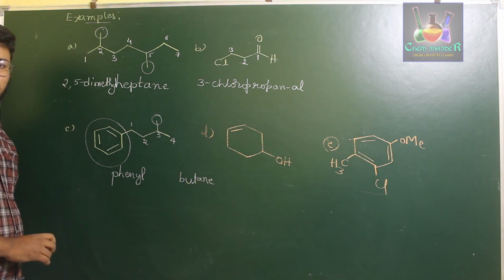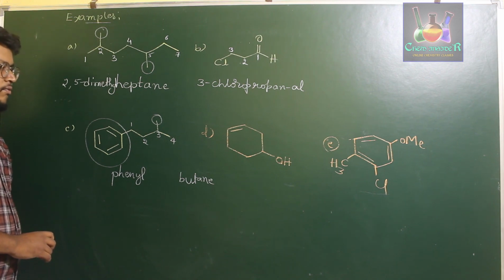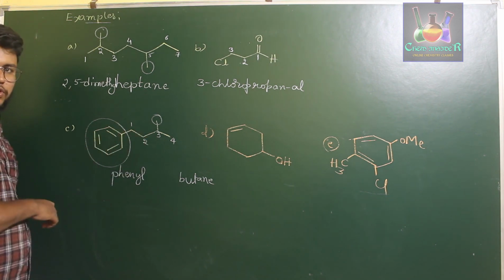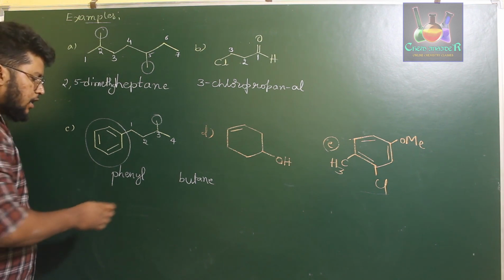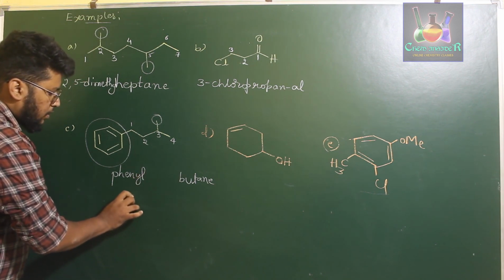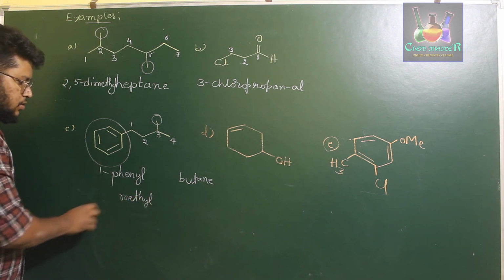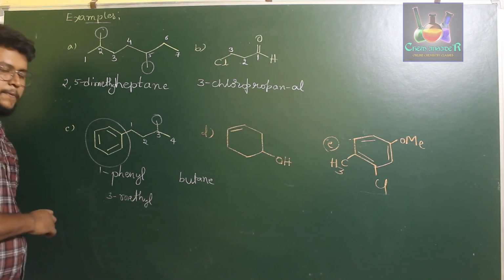This is a 4 carbon group named as butane. We have two substitutions, one at the third position and one at the first position. So while naming, we have a phenyl group and a methyl group. Phenyl group is at the first position, methyl group is at the third position.